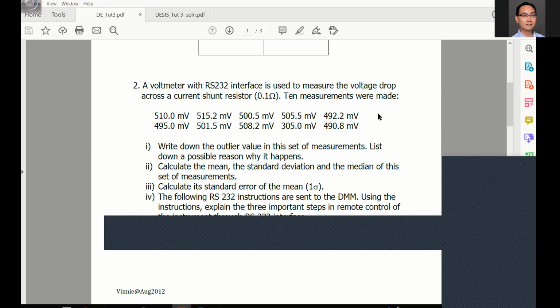So first of all, you have to study the data set that is given, right? The question is quite clear. They give you a voltmeter measurement, some interface, some measurement, and then they give you a set of readings. Sometimes the reading can be 10, can be 12, maybe can be like 15 or something. So now you have to make your observation in this.